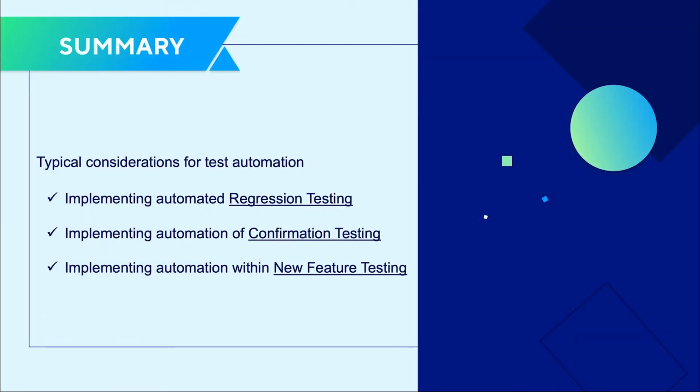In summary, this chapter introduced the process of switching from manual testing to an automated testing environment. Specifically, it lists in detail the factors to consider when implementing automated regression testing, confirmation testing, and new feature testing.